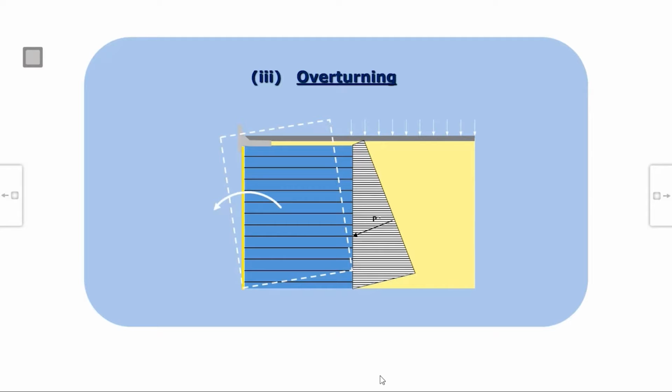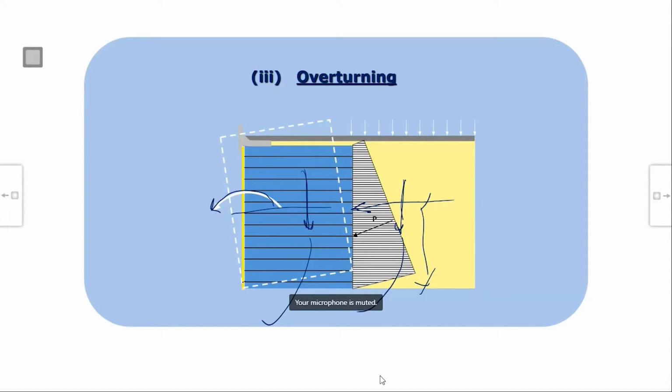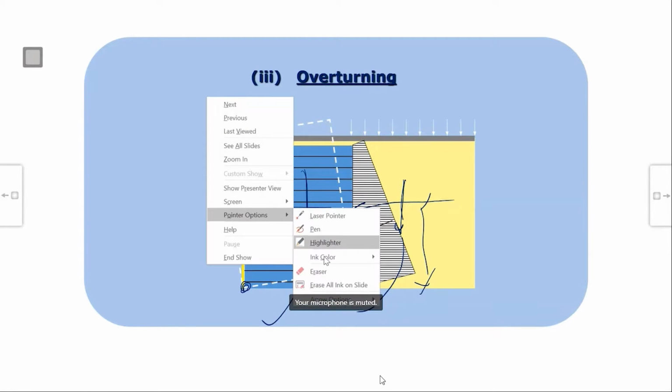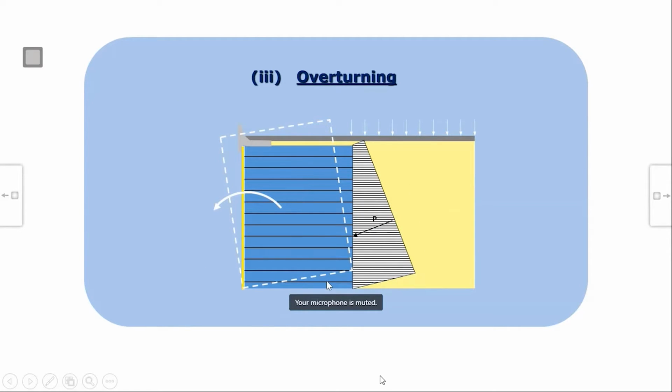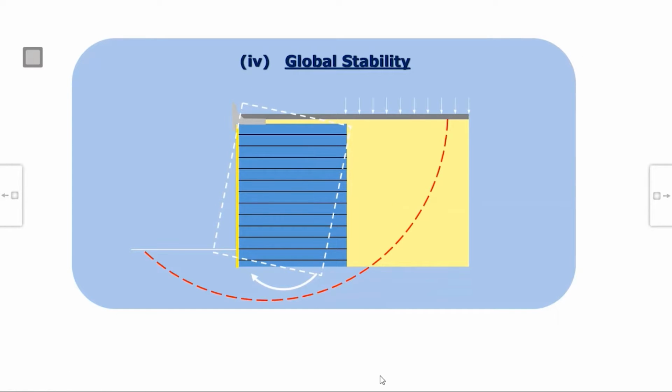Overturning is also the same thing. I divide this force into horizontal and vertical direction. This weight also will have vertical components. So this horizontal force multiplied by this lever arm will give me the overturning moment, and these two forces, their moment about this will give me the restoring moment. So restoring moment divided by overturning moment will give me the factor of safety, and the factor of safety should be more than whatever is the requisite value. So this is the overturning check.